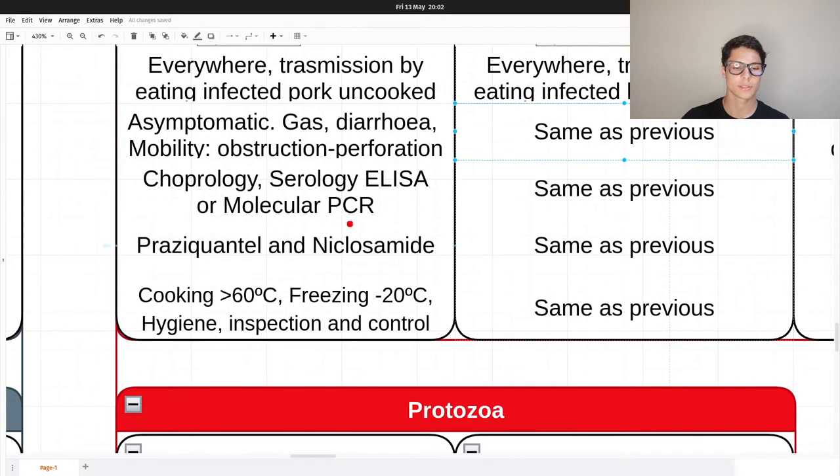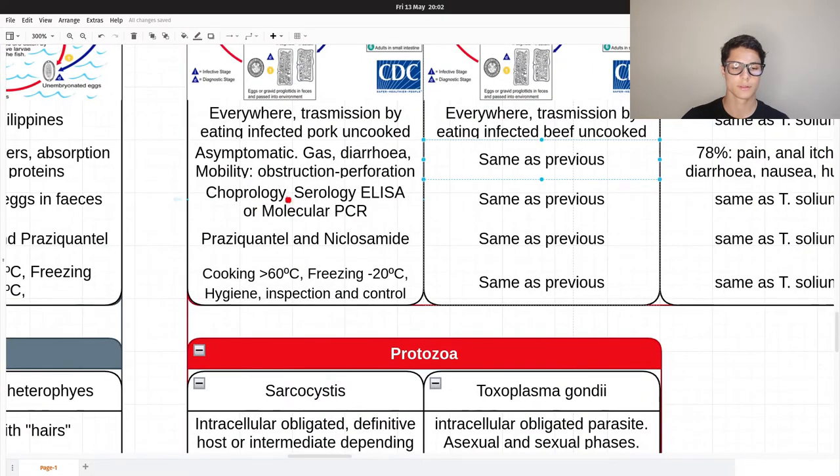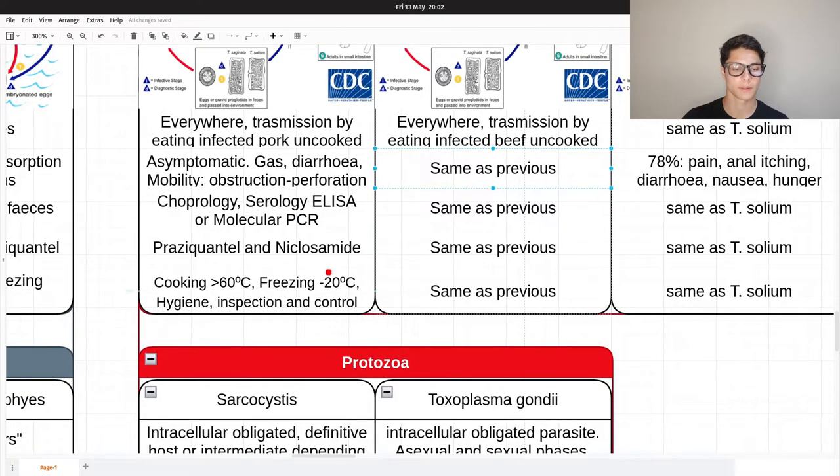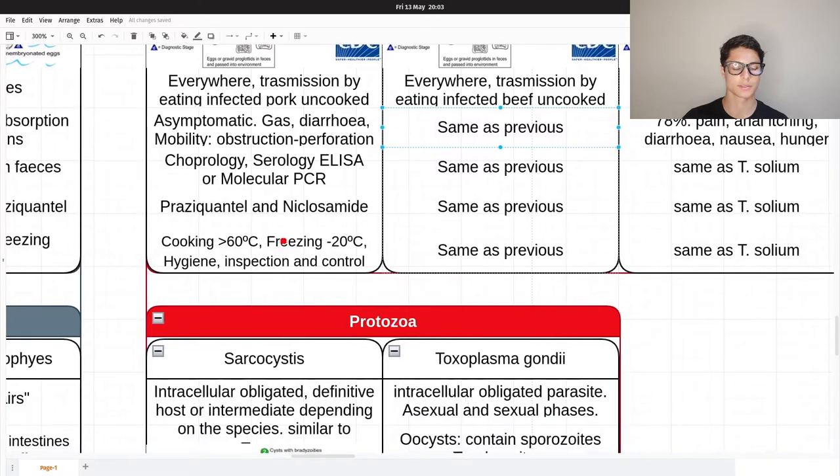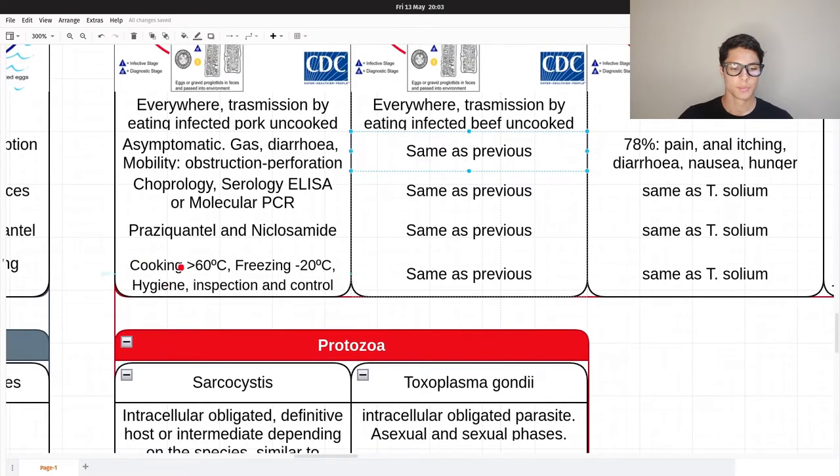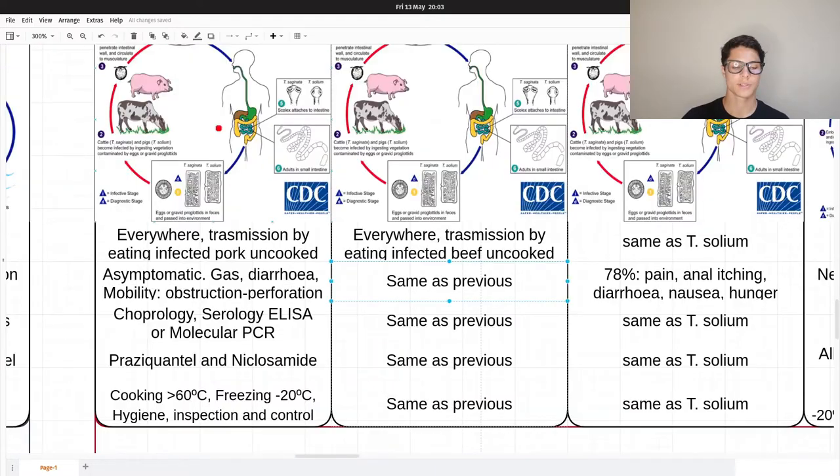The diagnosis here is coprology, serology, ELISA and molecular PCR. The same in all of them. And the treatment is the same in all three of them, praziquantel and niclosamide to kill the parasites. Prophylaxis, well, cooking, freezing, hygiene, inspection and control when producing meat from these animals.